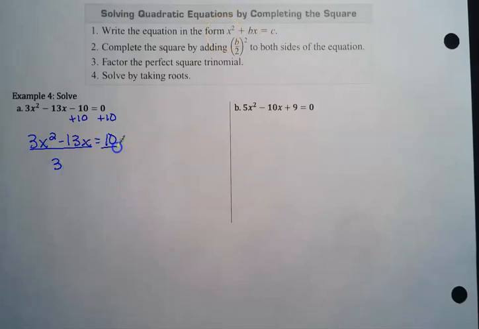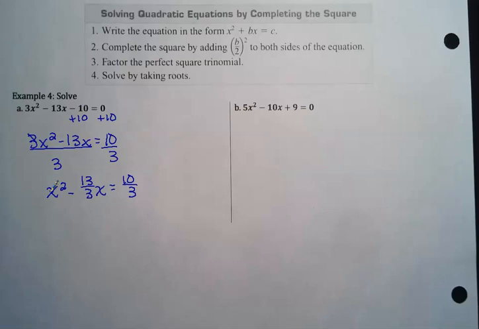Which gives us really ugly looking answers, but that's okay. So my 3 here cancels. So I've got x squared minus 13 divided by 3x equals 10 thirds. This is the thing that people don't typically like about completing the square, is that it gets ugly looking. But it's okay to be ugly looking, right? It's fine. We know how to deal with it.